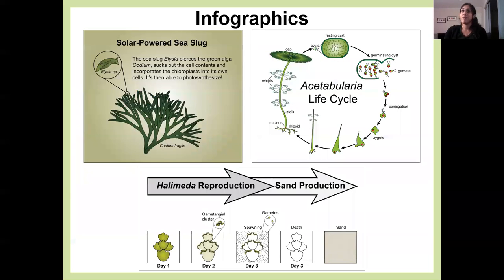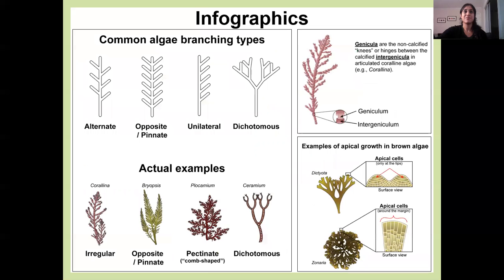I've drawn everything from the green sea slug Elysia, which is a parasite on the alga codium, commonly known as dead man's fingers. The sea slug can suck out chloroplasts from the alga and can then photosynthesize on its own. I've drawn the life cycle of acetabularia, or mermaid's wineglass, which resembles a flower, as well as halimeda, the tropical green calcareous macroalga, and the process by which it reproduces, dies, and the segments break down into sand.